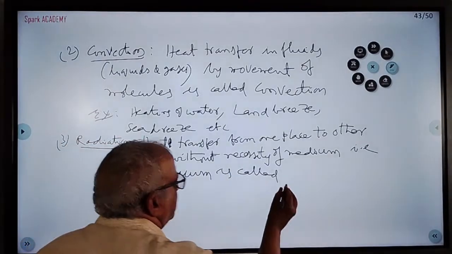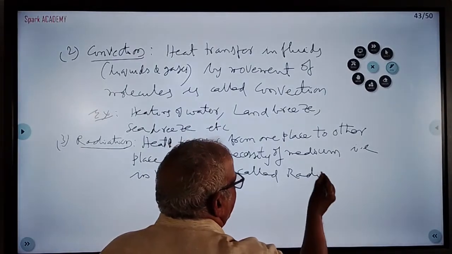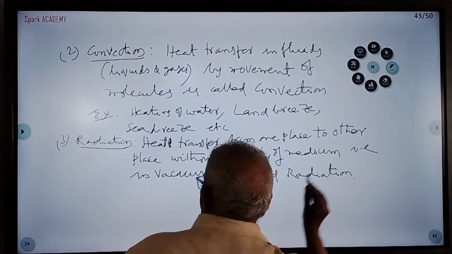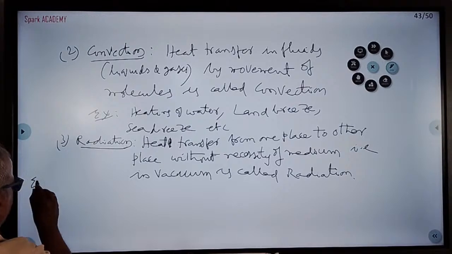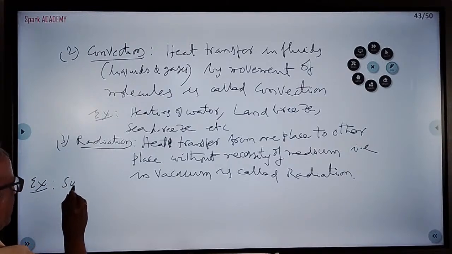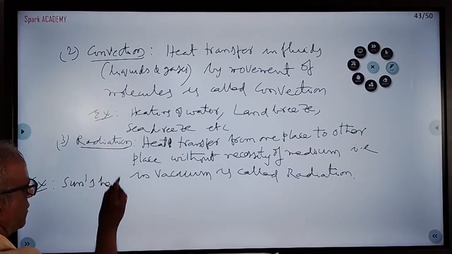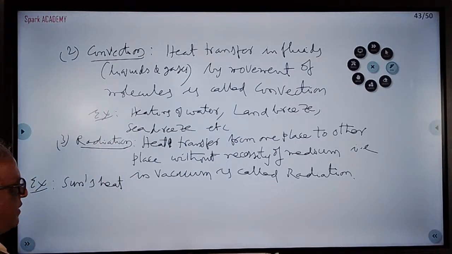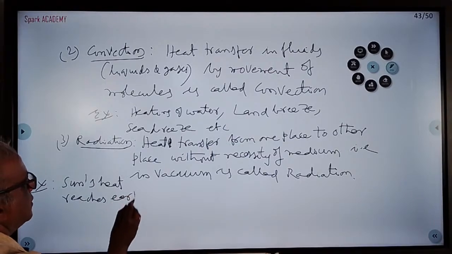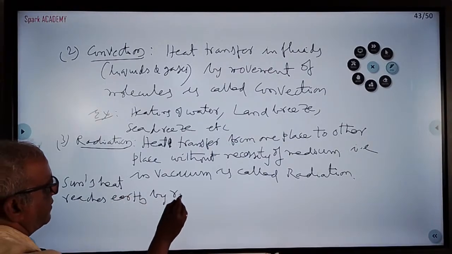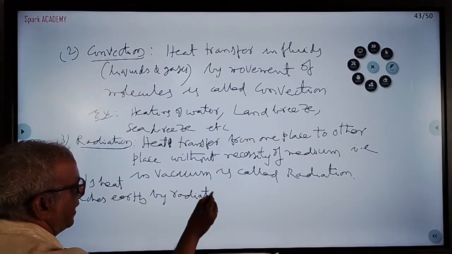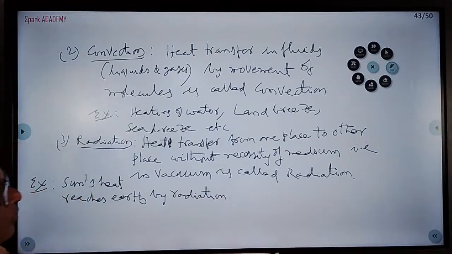What is the example for radiation? The Sun's heat reaches the earth. There is a vacuum there. The Sun's heat reaches the earth by radiation. Radiant heat can pass through vacuum. Out of all these three processes, radiation is the fastest process.